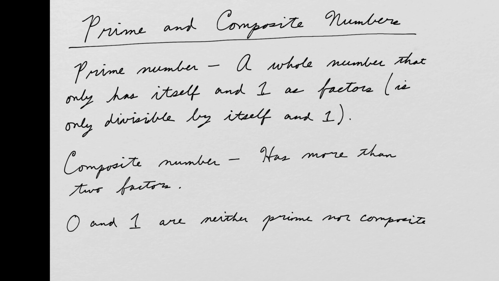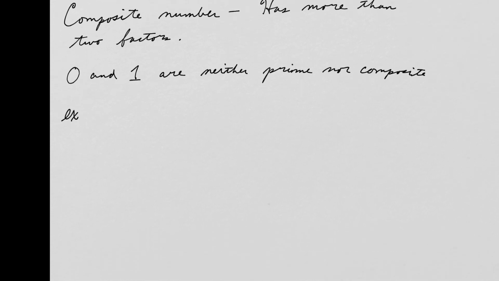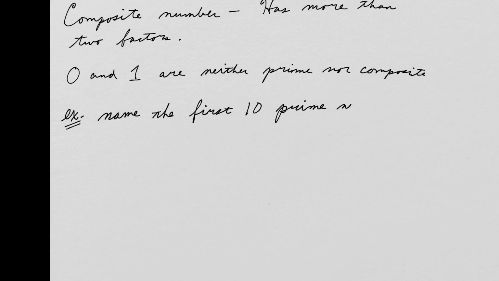All right, so let's start by naming the first 10 prime numbers, okay? So I'll do here an example. Say you want to name the first 10 prime numbers. Okay, so the first prime number is actually 2. In fact, it's the only even prime number because any other even number would be divisible by 2, right?